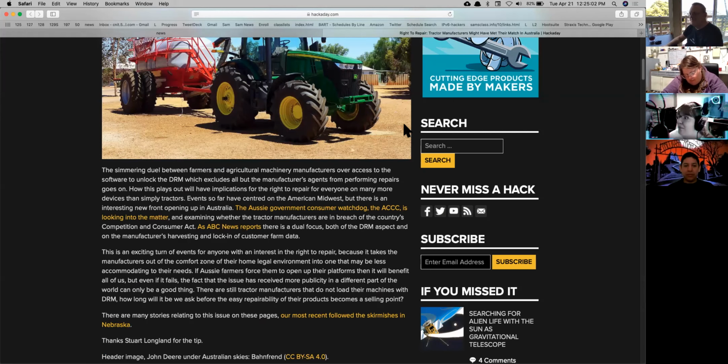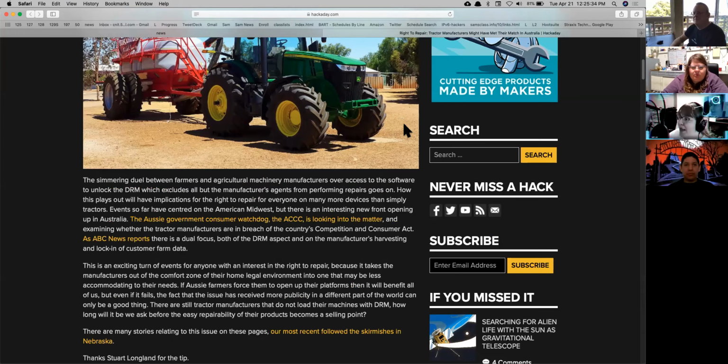Now, repairing your own equipment in farming is very important and very traditional too. This has been going on for thousands of years. You buy a piece of equipment, you repair it. That's how farms operate. And since this is now affecting farmers, the issue has really blown up. And so recently the Australian government consumer watchdog, the ACCC, is looking into this matter of not being able to repair farm equipment.